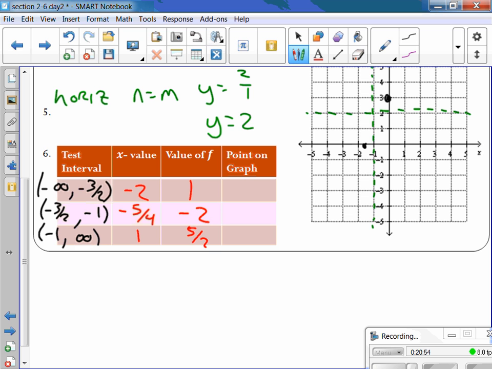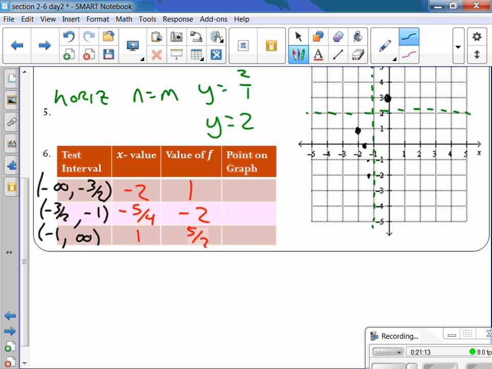So here you can see that first one, we have a -2, 1. -5/4 is -2. And +1, 5/2.